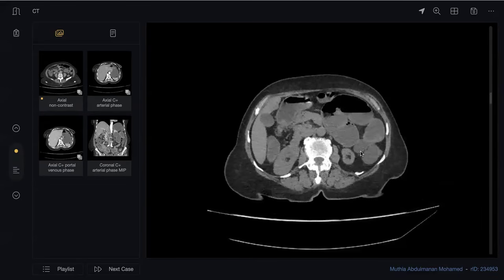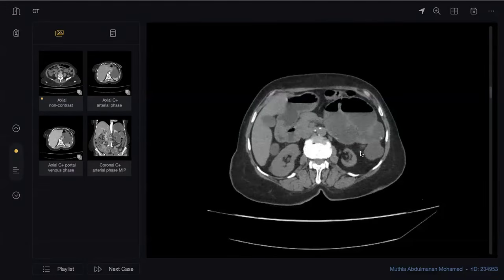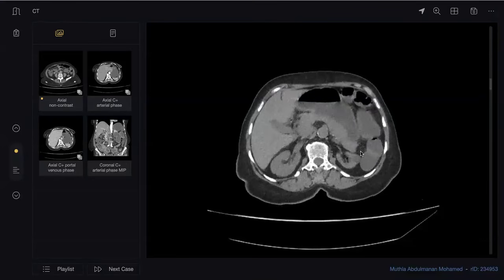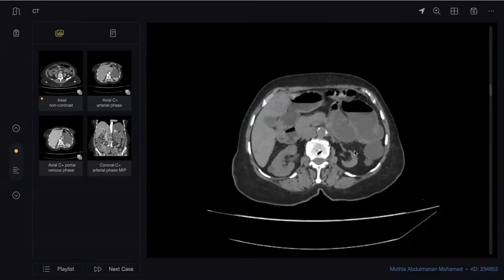Any other finding on the scan? Yeah, I can see the left kidney is atrophied with the cortical thinning. Okay, you can go to the contrast now.